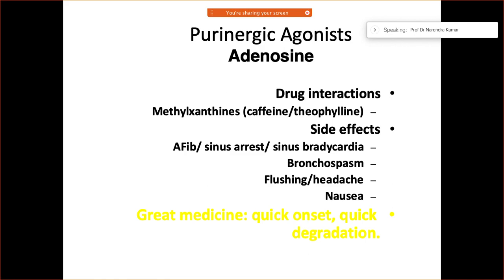So it does have some drug interactions as well, like with caffeine, theophylline, and with several side effects as well. As I had already said, since it promotes dormant reconduction, you may be able to see AFib, even the sinus bradycardia or bronchospasm, headache, or nausea as well.